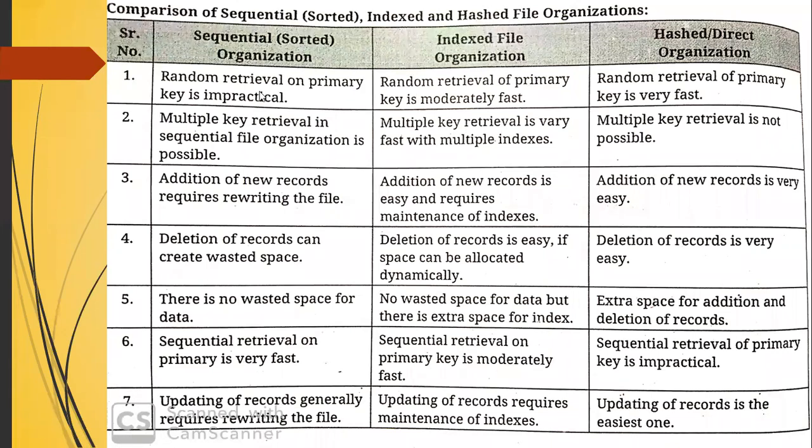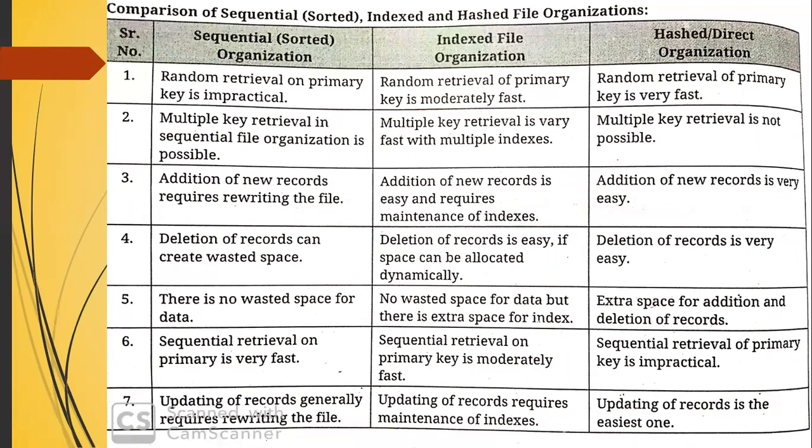Okay, the next difference is that addition of a new record requires rewriting the file. We need to rewrite the file in sequential manner, that is, the record will be added at the end of the file. So rewriting is required in case of the sequential file. In case of the index file, addition of a new record is easy and requires maintenance of the indexes. We identify the particular index which is free for the corresponding record and directly add the record into that index file. If the corresponding index is not free, then we create one more index and add the record.